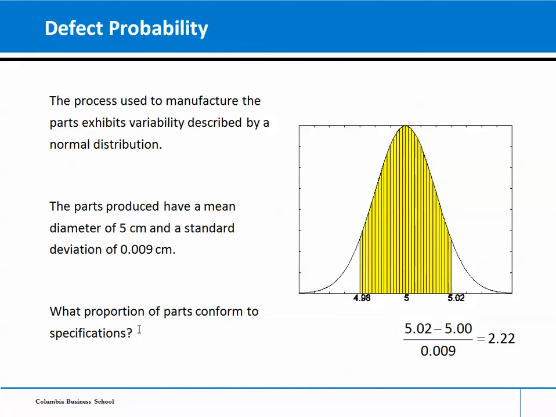Well, the way we want to think about this, as with pretty much all normal distribution problems, is we want to think of this distance here, which is 0.02 centimeters. We want to convert that into the number of standard deviations. So when we take the difference between these two numbers, that's the difference in centimeters. When we divide by the standard deviation, that gives us the distance measured in standard deviations. This distance is plus or minus 2.22 standard deviations away from the mean.